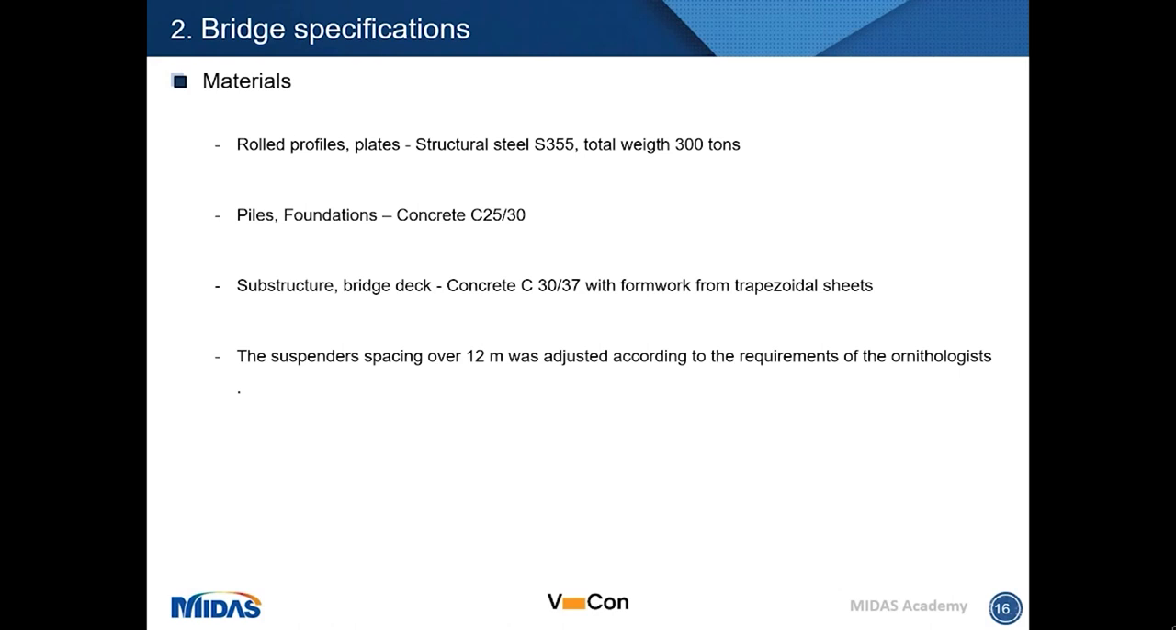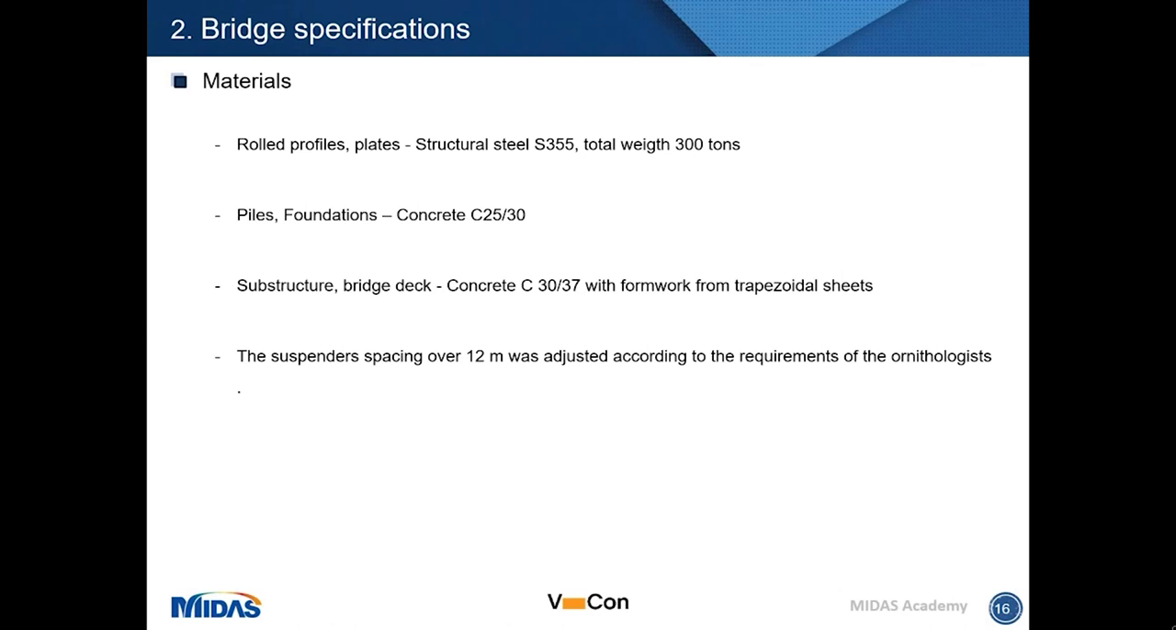The profiles were hot rolled or welded from steel grade S355. The total weight of the structure was above 300 tons. Drilled piles are 900 millimeters in diameter with a length of about 12 meters. The bridge deck is made from usual concrete C30 with formwork from trapezoidal sheeting.